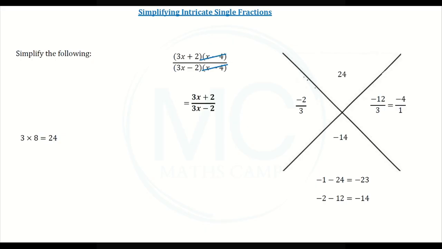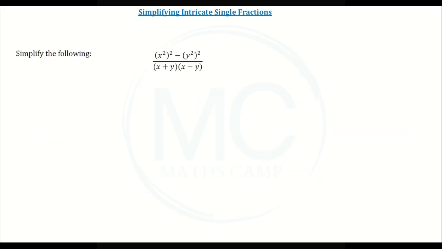I want to look at one more example. x squared, all squared, minus y squared, all squared, all over x plus y, x minus y. Now, in the numerator, we have got two terms that are both squares separated by a minus sign. So straight away, we can see we are working with the difference of squares.